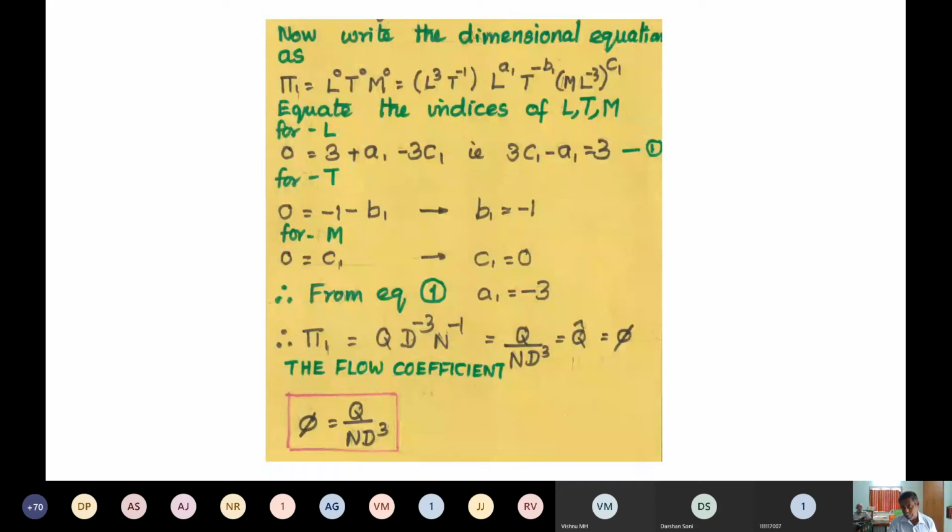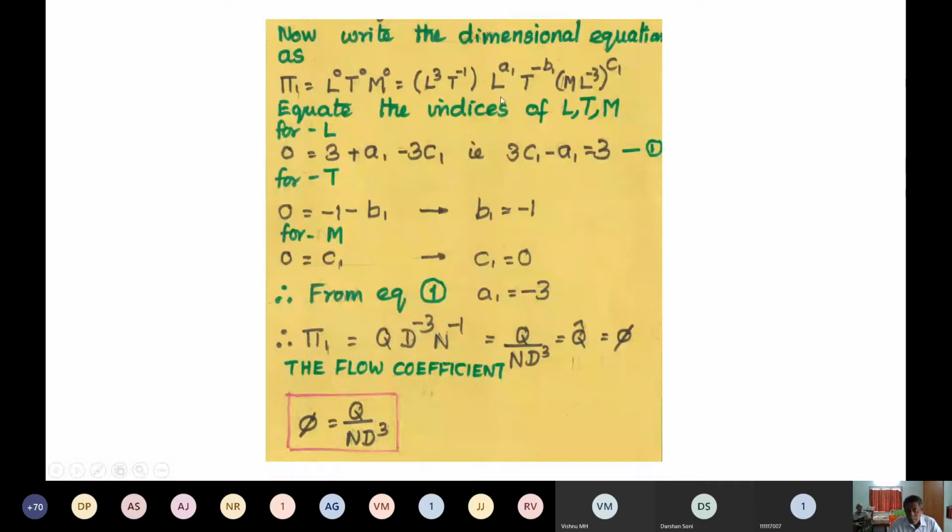Okay. Then the next one is for diameter, that is L power A1. The next one is for N. N, the dimension is T power minus 1. So N power B1 is T power minus B1. The last one is for your density. Density dimension is M L power minus 3. So density power C1 will become M L power minus 3 power C1. Is this clear? Okay, because I'm not going to repeat this expression for the other ones, the pi 2 and pi 3 terms.